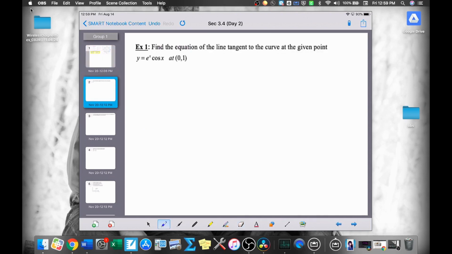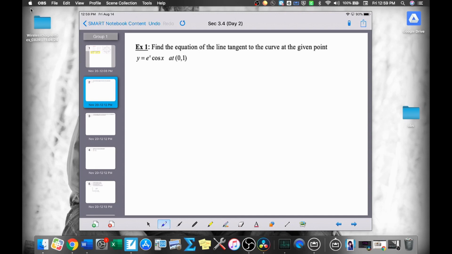Example 1 asks us to find the equation of the line tangent to the curve at the given point. Our function is y equals e to the x cosine x, and the point is (0, 1). This is a problem that we've done many times before, trying to find the equation of a tangent line to a curve at a specific point.